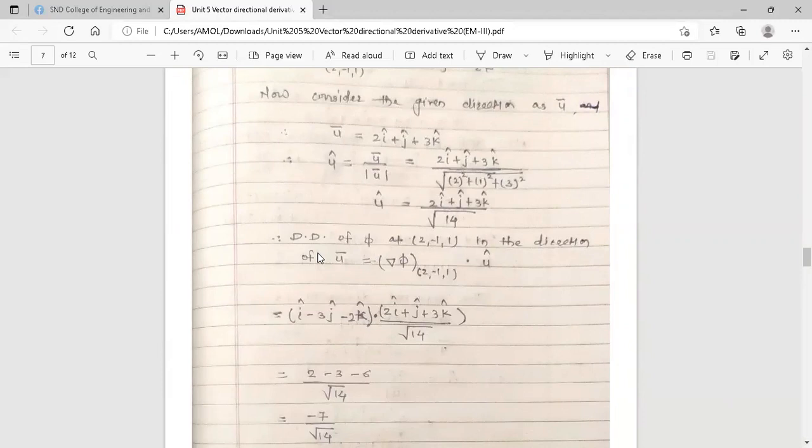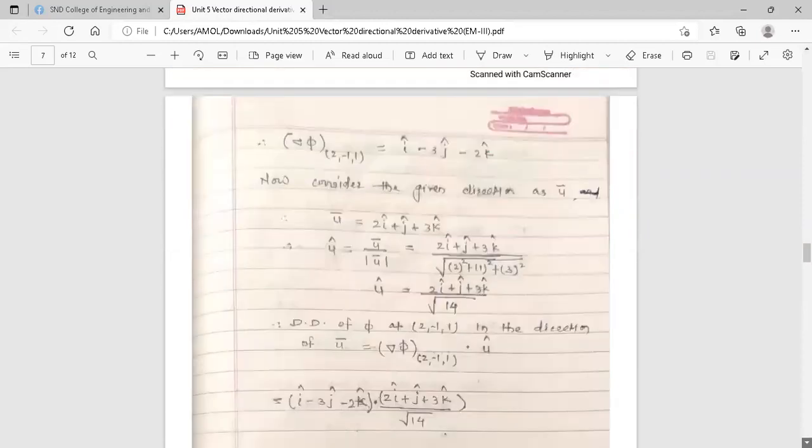Directional derivative of phi at (2, -1, 1) in the direction of u bar is equal to del phi at (2, -1, 1) dot u cap. Here the direction vector is 2i plus j plus 3k. What is del phi at (2, -1, 1)? Its value we have already calculated. It is i cap minus 3j cap minus 2k cap.